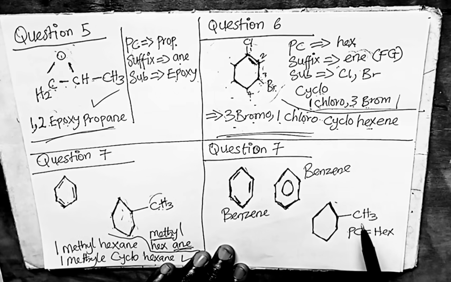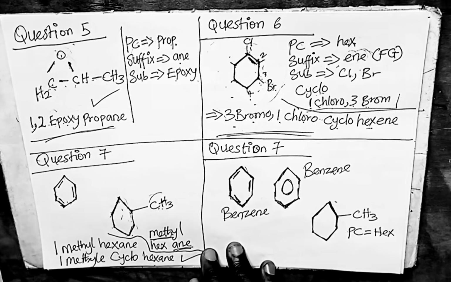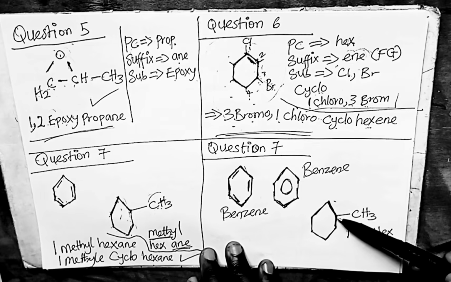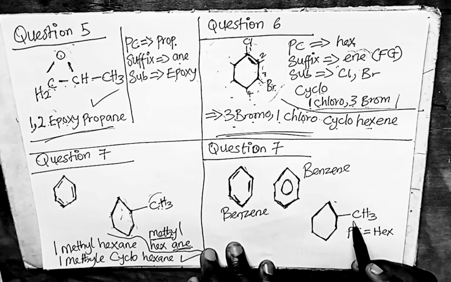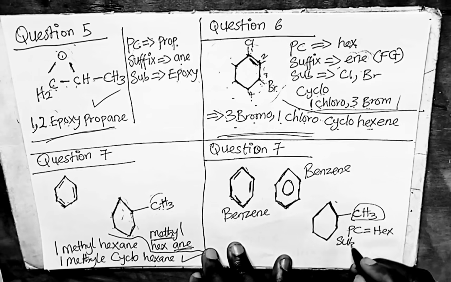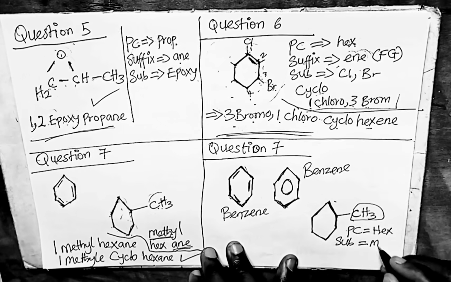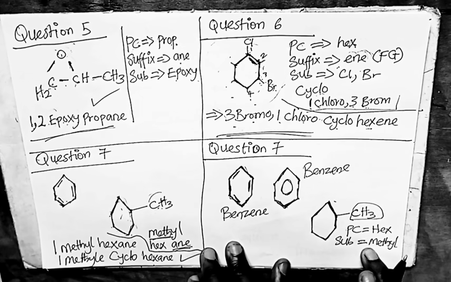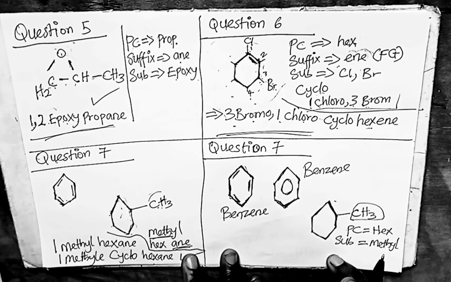We check if we have a functional group. Do we have a functional group? No. Do we have a double bond or triple bond? No. But we have a substituent. This is our substituent, and this substituent is called methyl. This is a methyl substituent. Okay, what else do we have here?